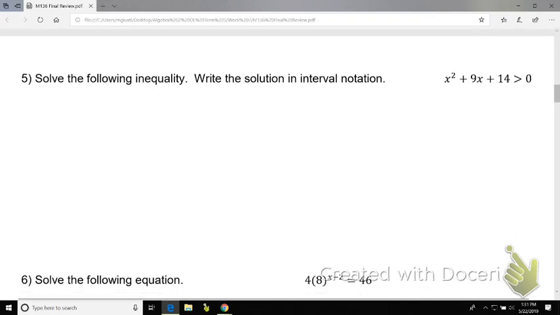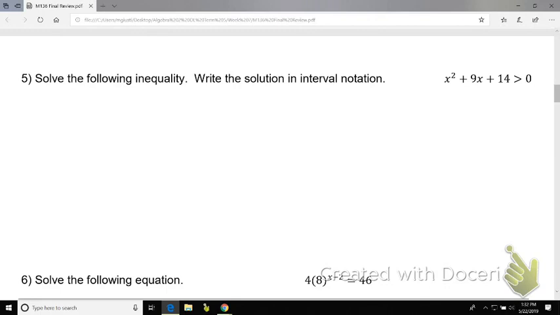Okay, so when you look at problem number 5, what I notice is I have x squared plus 9x plus 14. That's a quadratic. And normally it says equals 0. We haven't really dealt with quadratics that are inequalities. Okay? The good news is that the very beginning of the problem, we are going to solve that for x just like we always have.